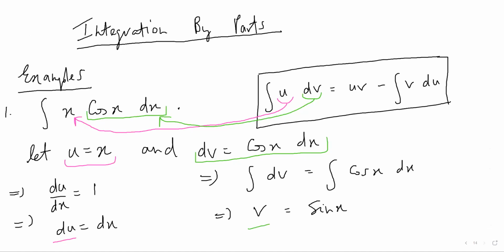So we say therefore, okay, let's use a black color for that. Now we're going to apply the integration by parts formula. The formula says this. Let me write the formula down first, on this page. The integral of u dv is equal to uv minus the integral of v du.